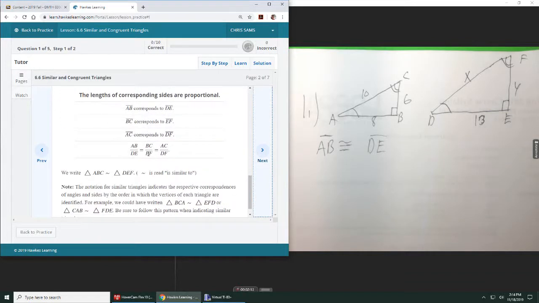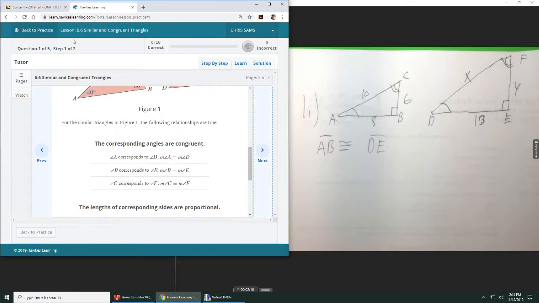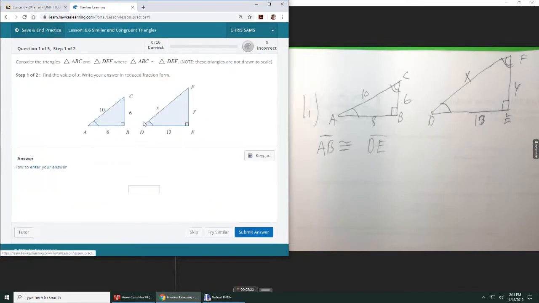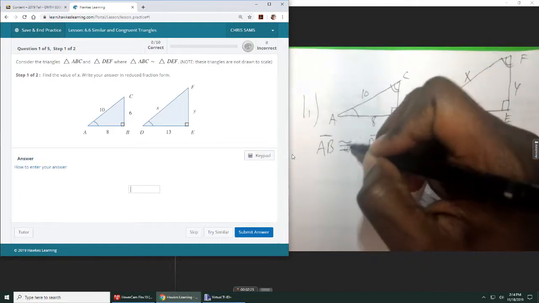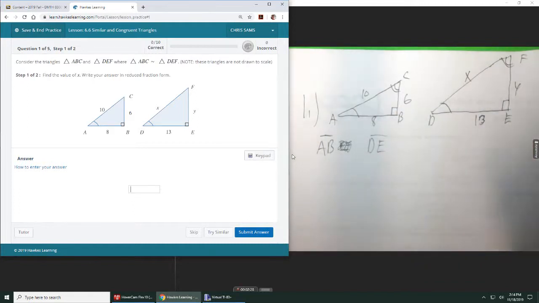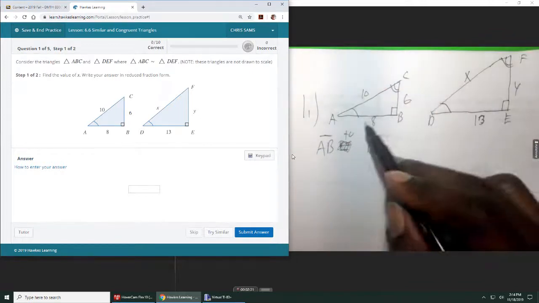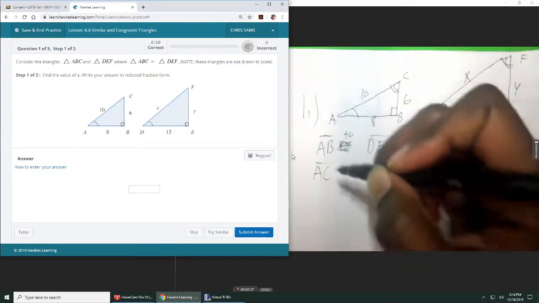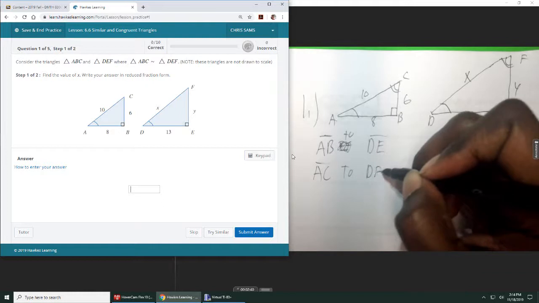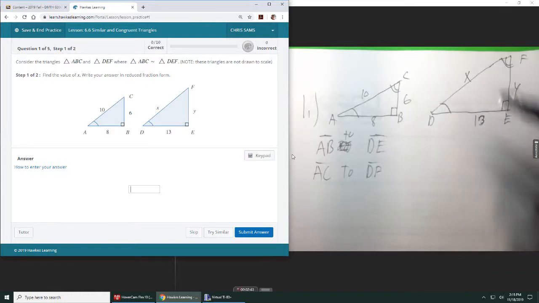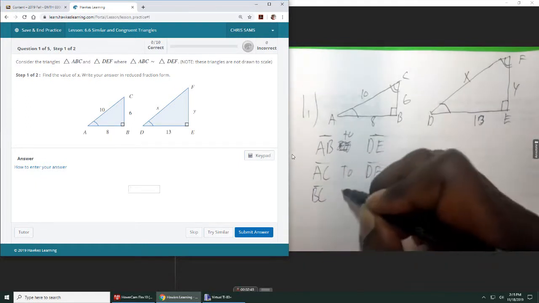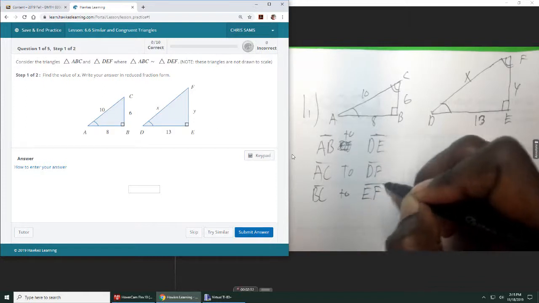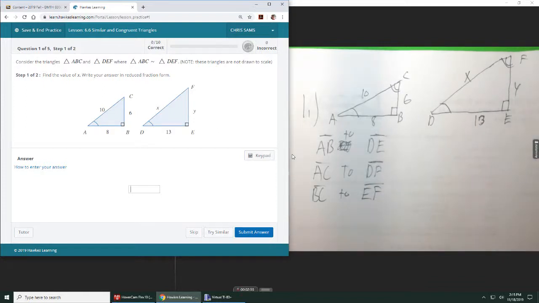So they just say corresponds to, and they show the proportion. So let me not do that, because this symbol means congruent, and I don't want to do that. That will be confusing. So I'm just going to say AB to DE, those two are comparing. AC to DF. So they correspond to. And then the last one we're going to say BC to EF. Okay, so these are the sides that correspond to each other.